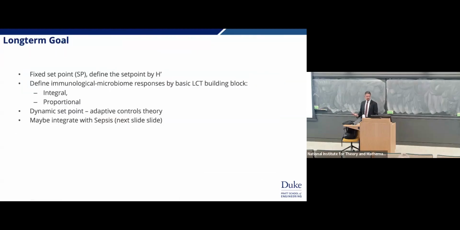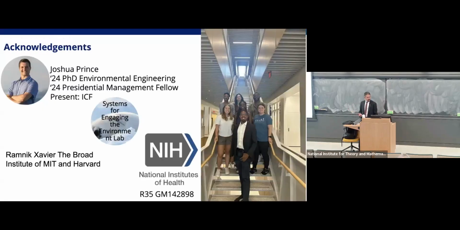Long-term goal is to get that fixed set point defined by H prime, to define immunological microbiome responses using basic linear control theory building blocks so that hopefully people can start using this model and building more and more complex ones, and then potentially doing dynamic set point / adaptive control theory because our bodies operate with an adaptive immune system or immune response in addition to an innate immune response.